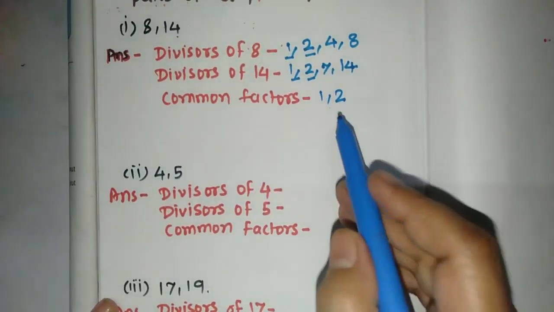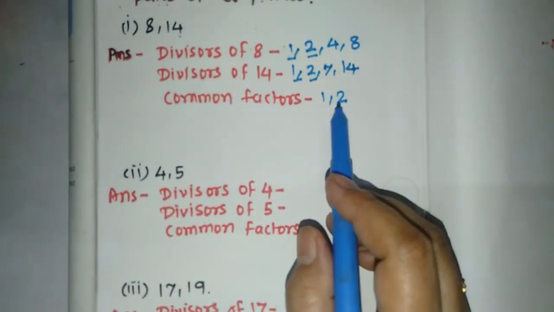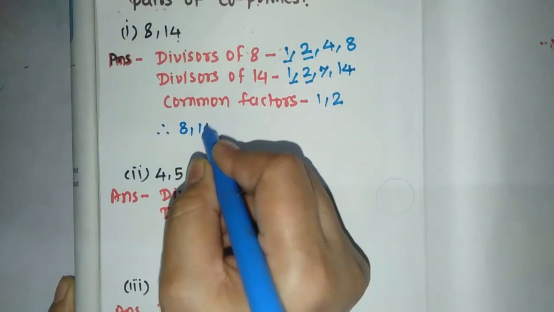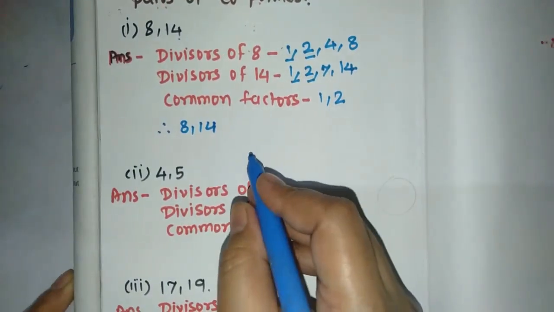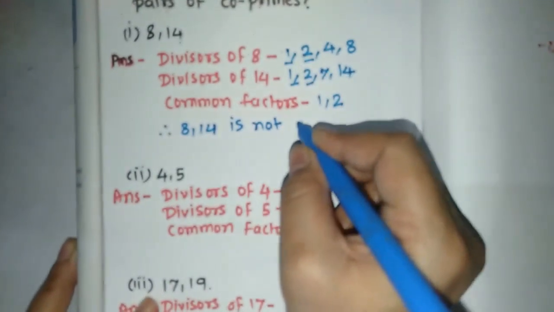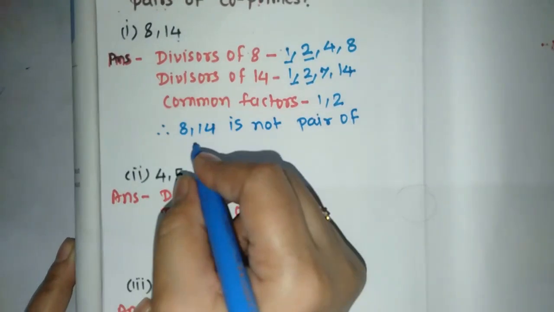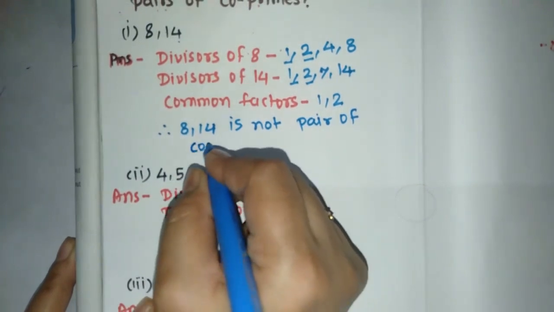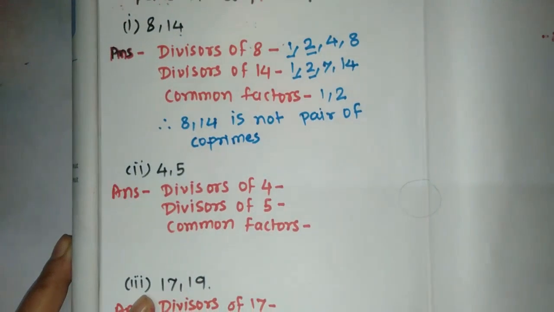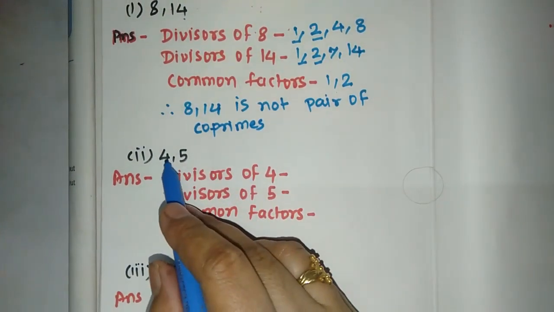So 8 and 14 have 1 and 2 as common factors. Therefore 8 and 14 is not a pair of co-primes. Very simple. Now second, divisors of 4 and 5.